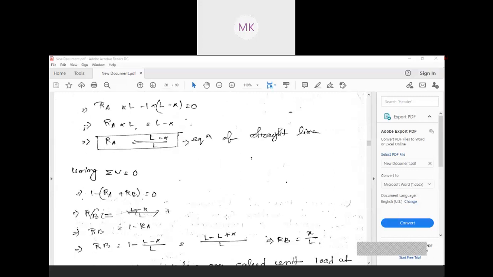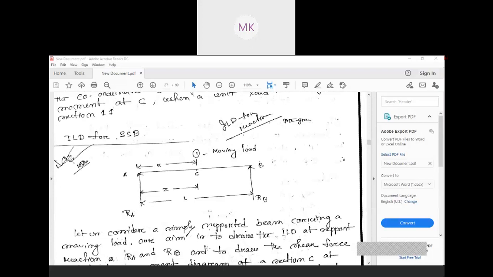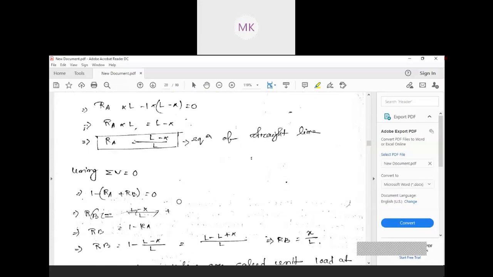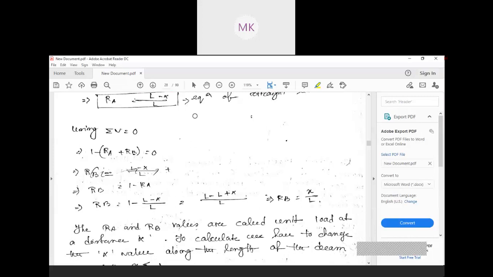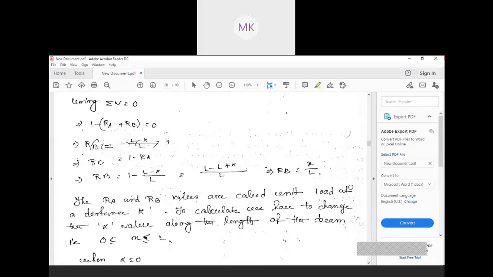Similarly, by resolving the vertical forces, remember that we use the equilibrium equations. What are the forces in this type of beam? There are only three: RA, RB, and this one unit load. RA and RB are in the upward direction and the unit load is in the downward direction, so the sign will be according to that. If we consider upward as positive, then downward should be negative. By using these two equilibrium equations, you can easily find RA and RB.